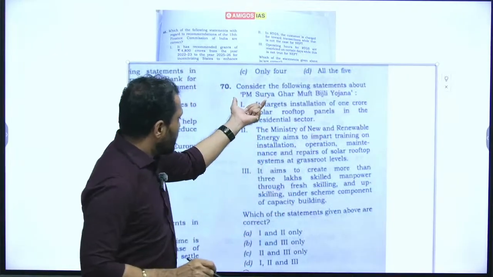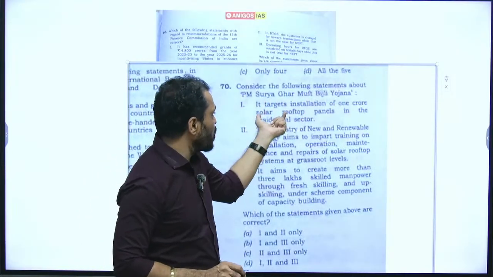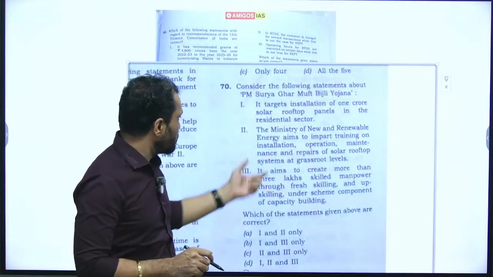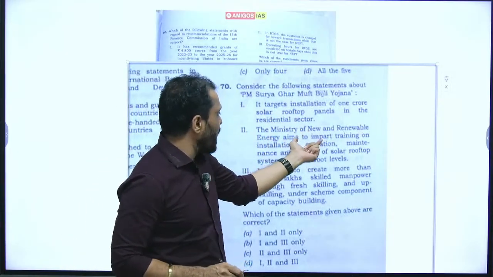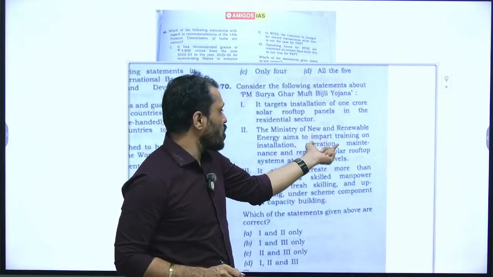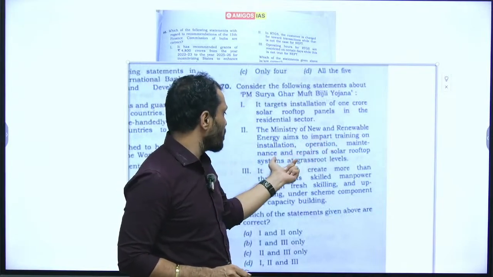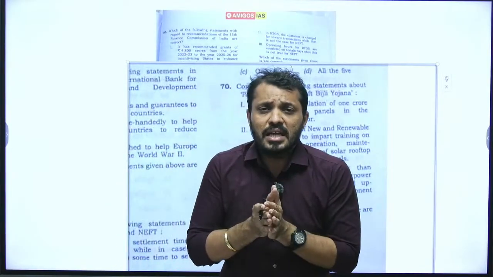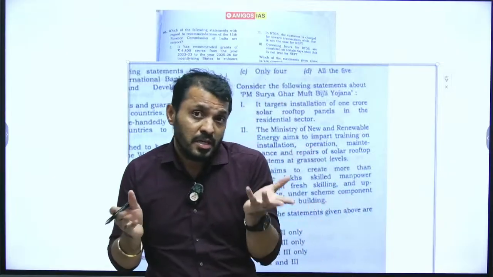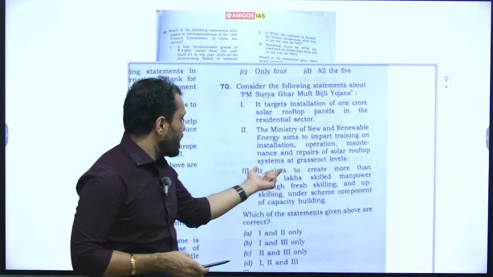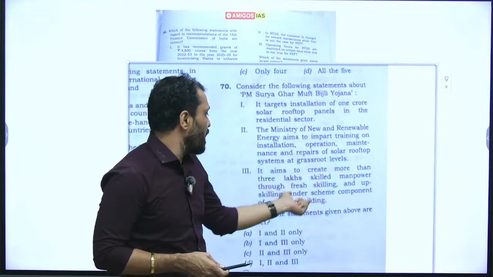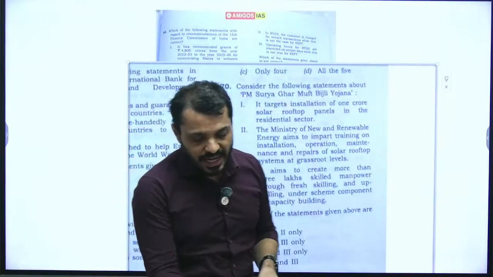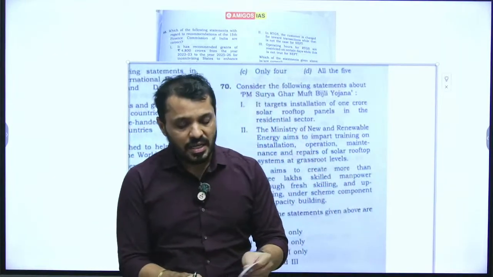Now we will see this scheme. It is targeting the installation of 1 crore solar rooftop panels in the residential sector. That is right. The Ministry of New and Renewable Energy aims to impart training on the installation, operation and maintenance and repair of the solar rooftop system at grassroots level. Yes, because without training, if any repairs are required in a solar rooftop, who will do the repair? So training will be provided. And third one, it aims to create more than 3 lakh skilled manpower through fresh skilling. So they try to create more than 3 lakh skilled people. This is about the third statement.